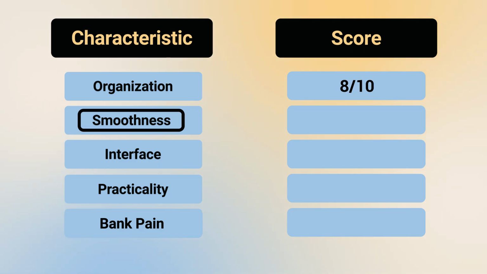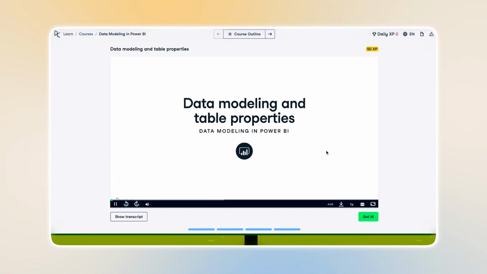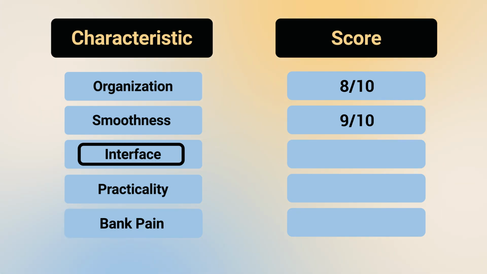Next is smoothness. So this course is lighter and tighter than some of the other ones we covered today and very smooth. And again, you don't need to have Power BI Desktop installed to take the course. So for smoothness, I'm giving a 9 out of 10. For the interface, we already covered that. DataCamp has an awesome interface, 9 out of 10.